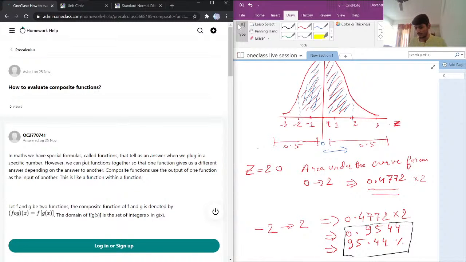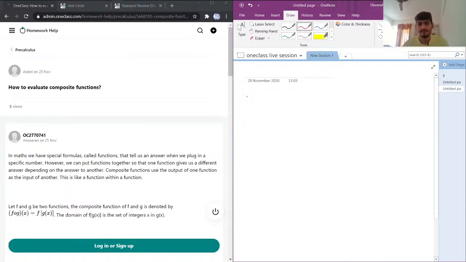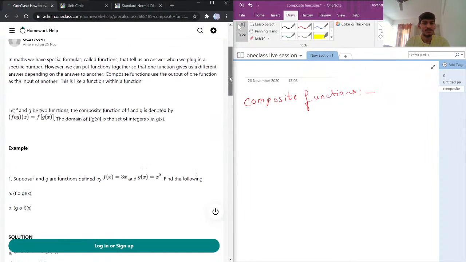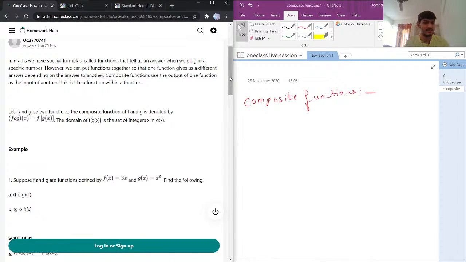Yeah, we have another question. Let me just put aside my calculator. So how do we evaluate composite functions? So basically I used to do this when I was in high school. I had these kind of questions. So let's just see what the answer written here is.